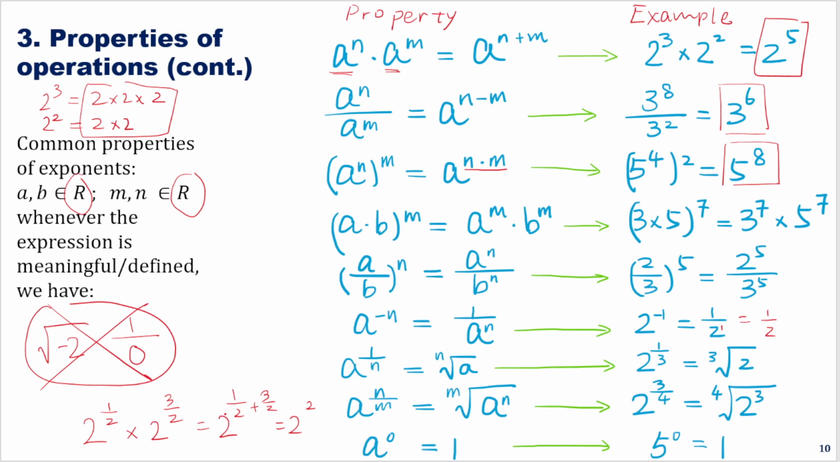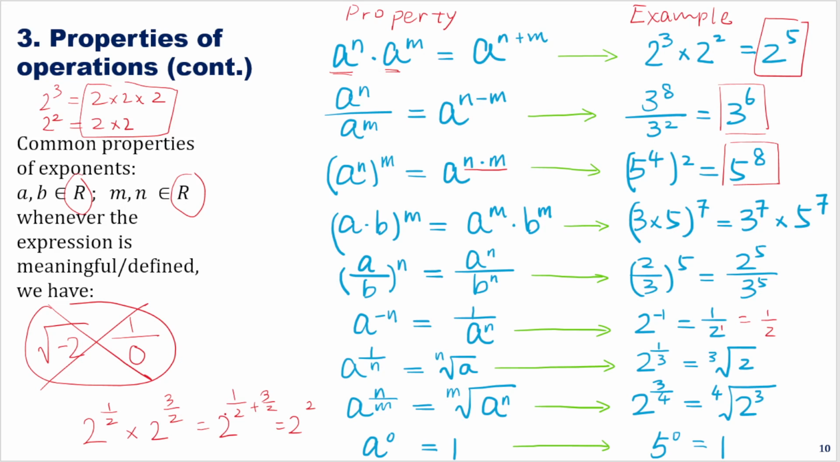And next, a to the power of n over m is actually the mth root of a to the power of n. For example, 2 to the power of 3 over 4 is simply, well, first you raise the number 2 to the power of 3, then find its fourth root.